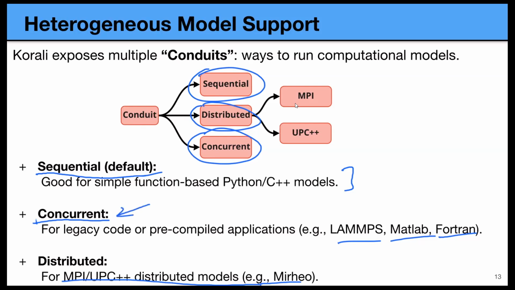Disclaimer: the concurrent conduit can also be run at large scale, and we have used it for large scale execution. But it's a little bit more convoluted to do that, and we use it for the only reason that we run LAMMPS, which is a molecular dynamics simulation, and it's very useful, but it's very hard to interface with. So we say, okay, just run it and gather the results. But ideally, if you want to run at very large scales, you would use the distributed one.